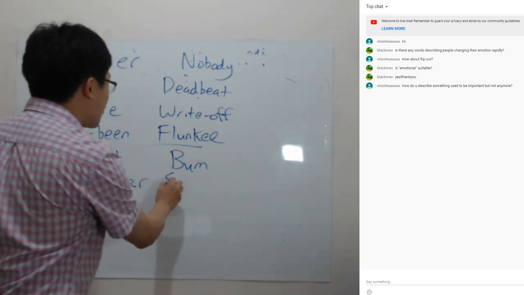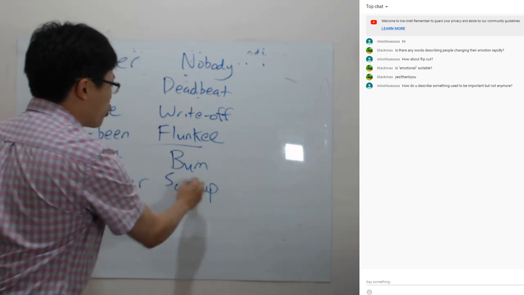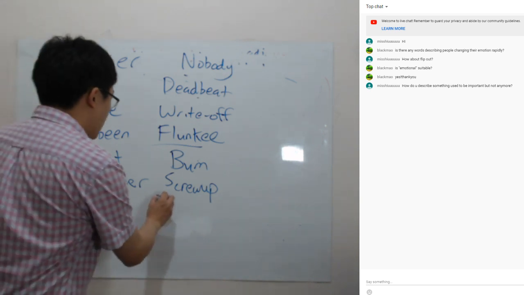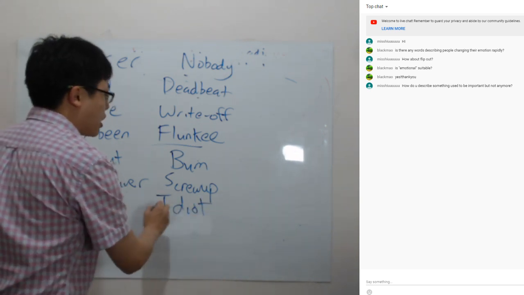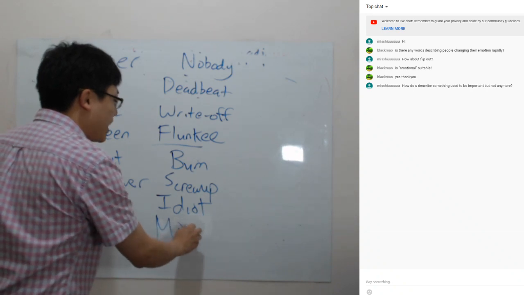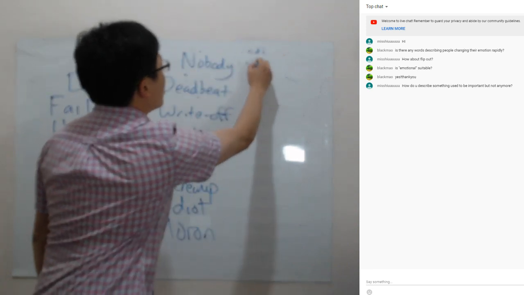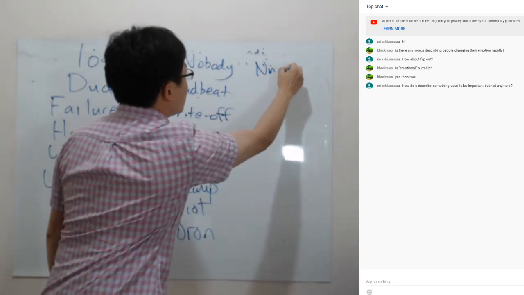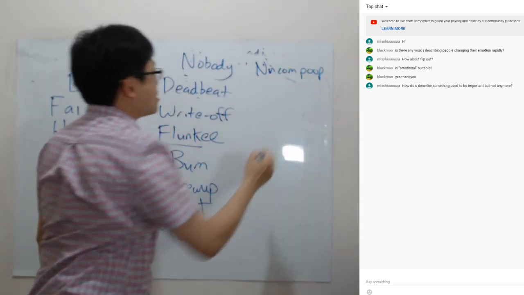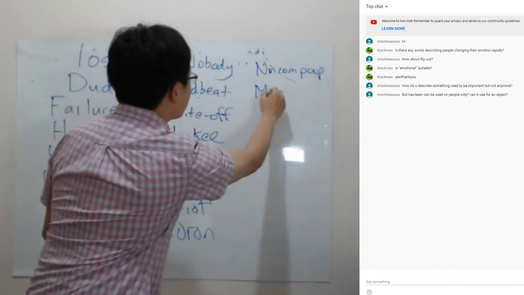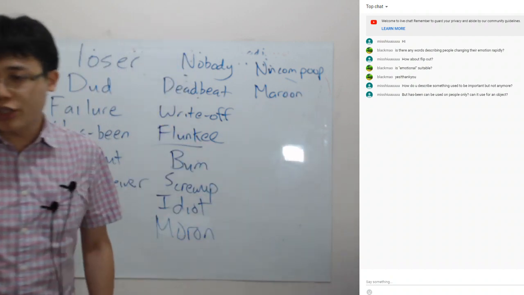If you make lots of mistakes, you're a screw-up. When you screw up something, you make a mistake, so you might be a screw-up. If you're dumb, we call you an idiot or a moron. We can call you a nincompoop. We can call you a maroon. Lots of different words.